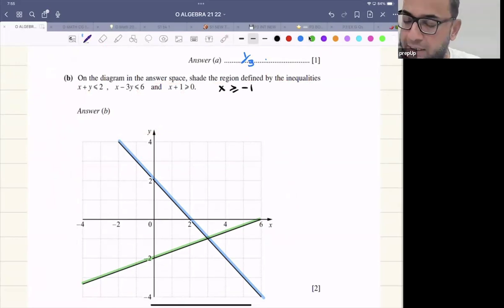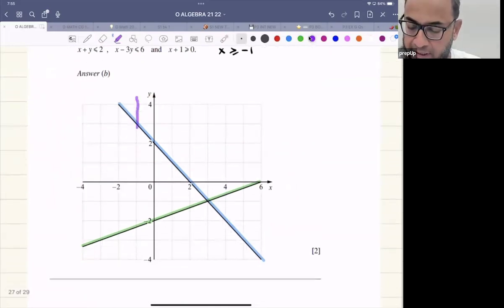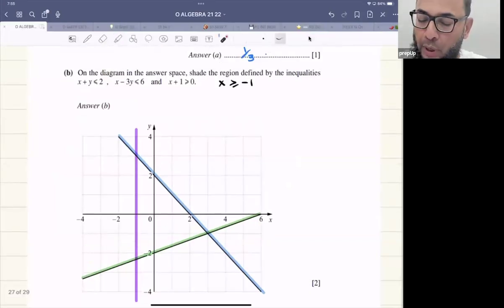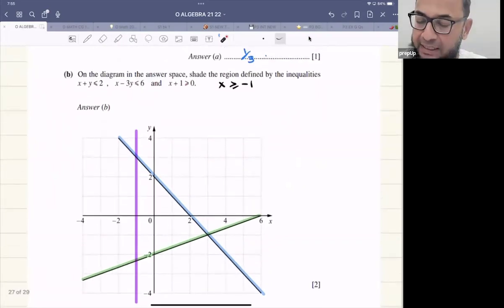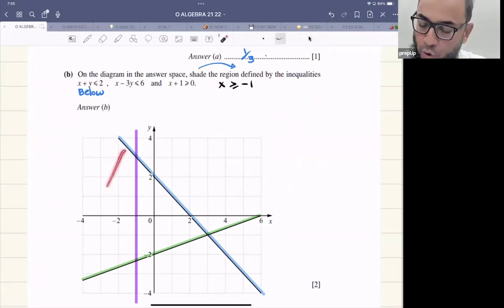So let me draw this line in purple color. That is x is greater than or equal to negative 1. So this is the line like this. All these lines are solid line. Why? Because they all are inclusive inequality. Now we are looking for this thing. First of all, if I talk about the blue line, x plus y is equals to 2, it's below the required region. Shade the region. This is below this line. So it has to be below the blue line.